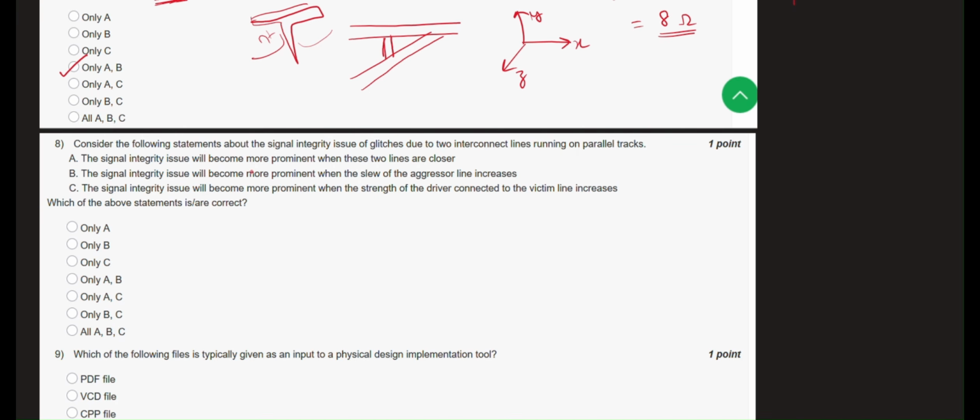So the signal integrity issue will become more prominent when the two lines are closer. That is a correct statement. Why? Because if the lines are closer, then the effect happening on one line is going to affect the victim line. Suppose I am calling this the aggressor and this the victim. If they are closer, they will cause crosstalk, meaning the fluctuation in the aggressor will cause the victim to be affected, and it will become more prominent if the lines are closer. So this is a correct statement. Now the second statement is that the signal integrity issue will become more prominent when the slew of the aggressor line increases. Now see here, if the slew increases, it means my signal is rising gently.